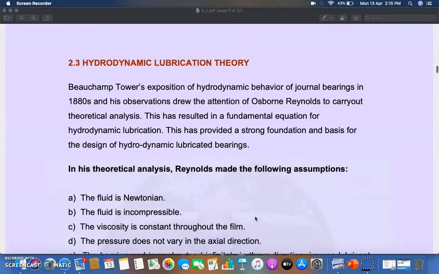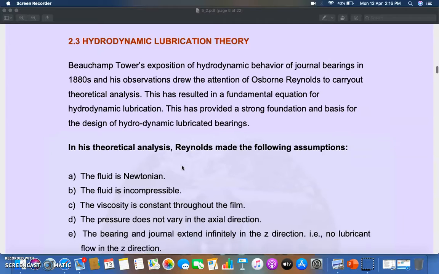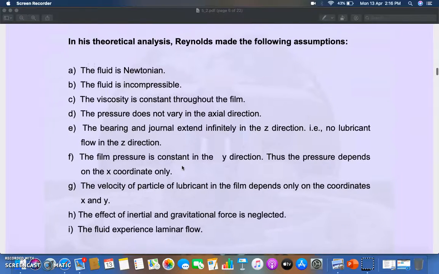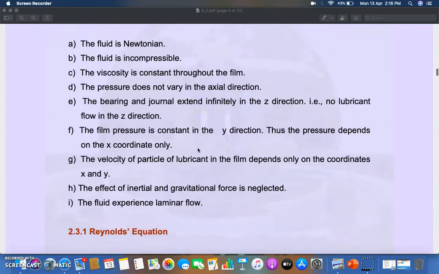Now moving towards the hydrodynamic lubrication theory. This theory has some assumptions and was developed by Sir Reynolds. The assumptions which we have to look after whenever studying this theory are: the fluid should be Newtonian, the fluid is incompressible, and viscosity is constant throughout the film. The pressure does not vary in the axial direction. This is the major thing: the pressure should be in the radial direction only whenever you are studying any kind of hydrodynamic lubrication theory or the theory related to the journal bearing.